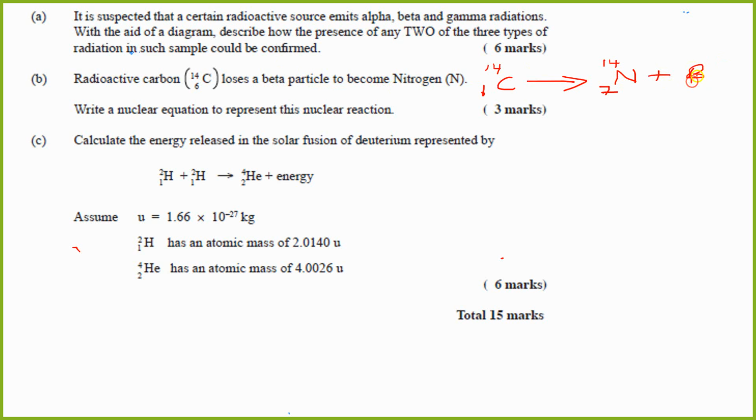So here's my beta particle. My beta particle does not have a mass. The mass is very small. But the charge of my beta particle is -1 because it is an electron. 7 minus 1 gives me 6. So at the end of the day, everything seems balanced. And then we can add plus energy over here, because energy is going to be released in the process, right? So this is basically what the equation looks like.